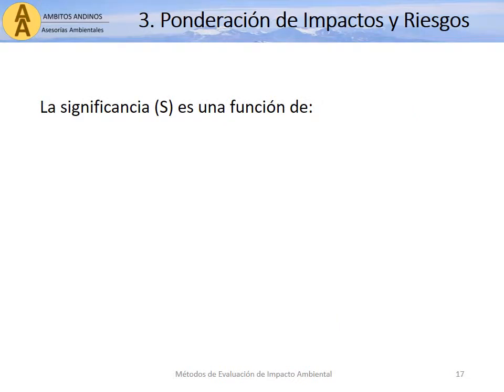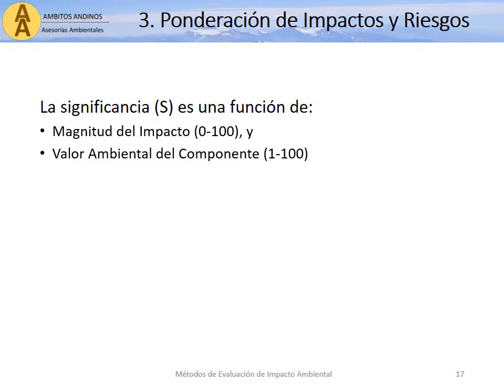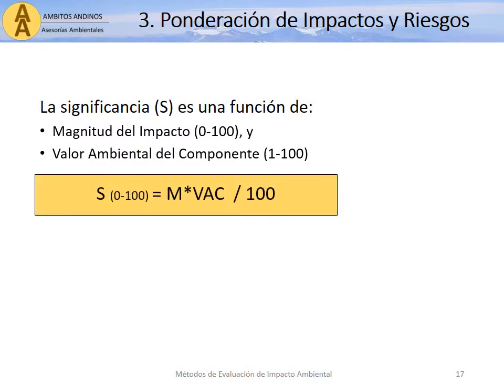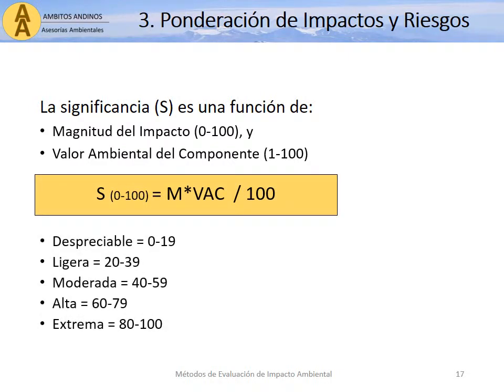The significance of a given impact or risk can be qualitatively assessed by combining its magnitude with the value of the affected component. This is known in English as the VEC, or valued environmental component. The significance can be rated between 0 and 100, from negligible to extreme.